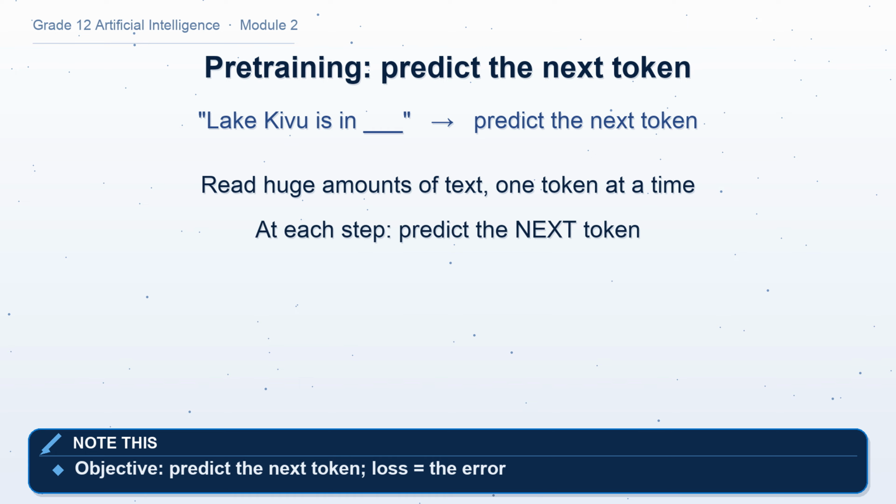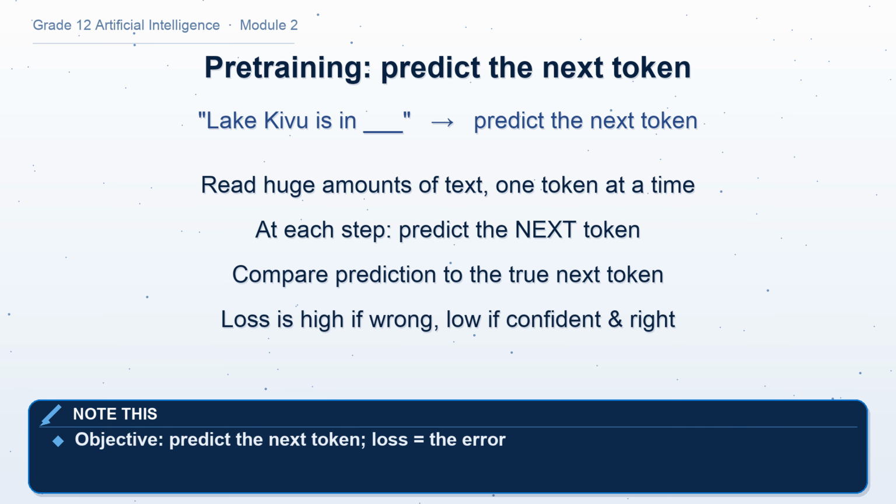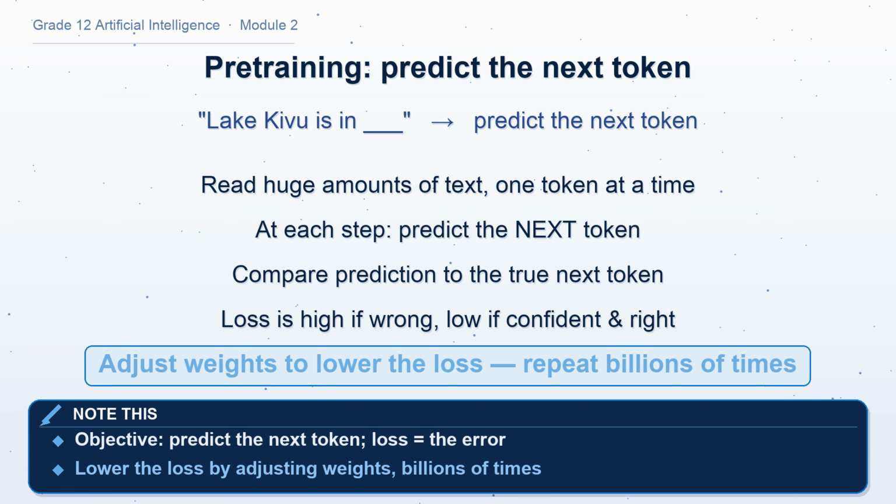We then compare its prediction to the true next token and measure the error with a number called the loss. The loss is high when the model is wrong and low when it is confident and correct. The model adjusts its weights to lower that loss and repeats this billions of times. This single objective, next token prediction, is what teaches it grammar, facts, and patterns of reasoning. Naturally, this raises a question: what happens as we make the model bigger?